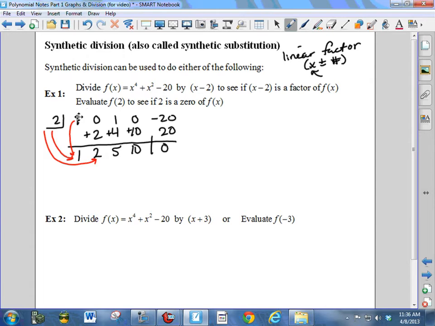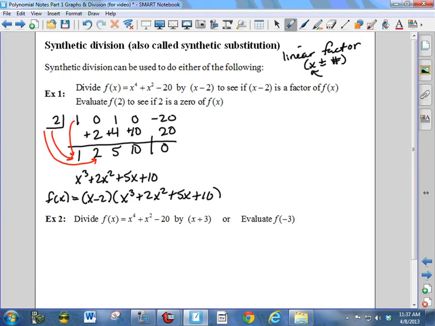This was an x to the 4th polynomial. I divided it by an x to the 1st. So my answer should be an x to the 3rd polynomial. And that's what these numbers tell me here. x to the 3rd plus 2x squared plus 5x plus 10. So what I did was I just divided or factored f of x. f of x can be written as x minus 2 times x cubed plus 2x squared plus 5x plus 10, and there's no remainder. So I've actually factored it.